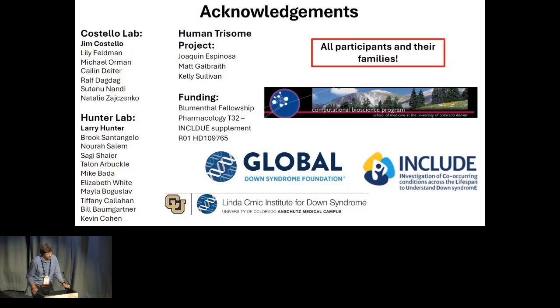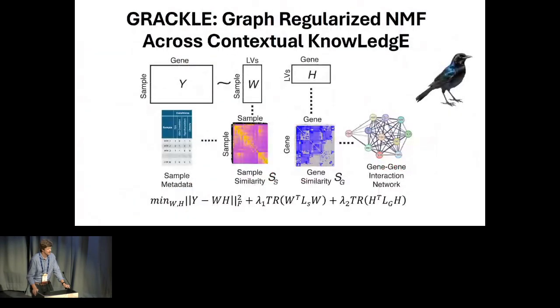My last question was, if you can put up the equation, I didn't quite get it. Is that the trace that you're taking? Yes, you're taking the trace of that, and L is the Laplacian. LS is the sample Laplacian, and LG is the gene Laplacian. Right.